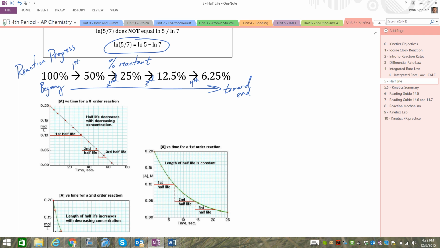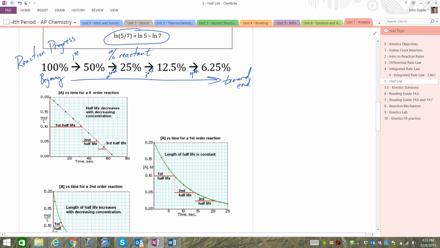We have our initial concentration, and we halve it, and then we halve it again, and then we halve the remaining amount. So ultimately we go from 100% to only 50%, and then there's only 25% left. Then half of that is 12.5%, and then half of that is 6.25, and so on and so forth.